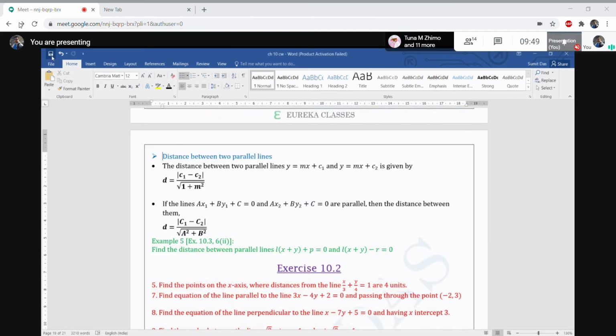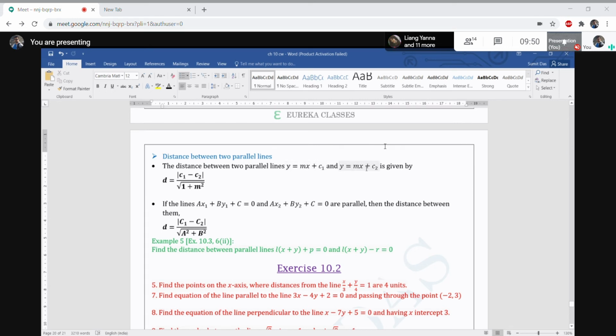Next, distance between two parallel lines. If the two parallel lines are y equals mx plus c1 and y equals mx plus c2, the distance between them will be modulus of c1 minus c2 divided by the square root of 1 plus m square. Why? Because if two lines are parallel, their slopes will be equal, so m is the same. Only c1 and c2 are different, the intercepts are different.